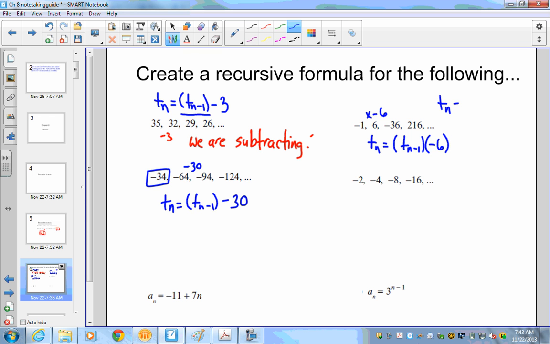You can make it probably another more familiar way: take negative 6 and put Tn minus 1. So you're basically saying I'm taking the previous number, multiplying it by negative 6.